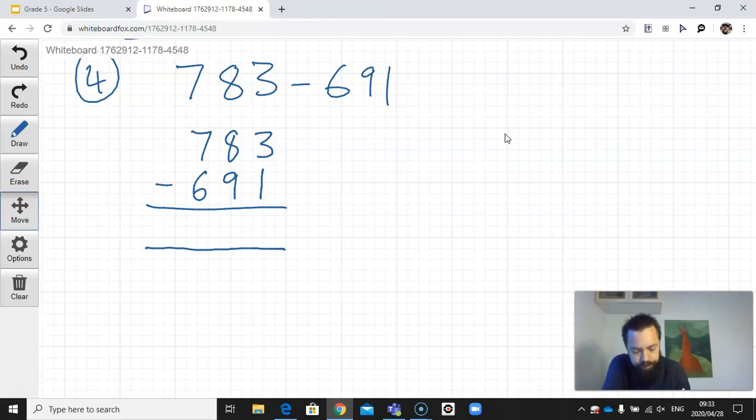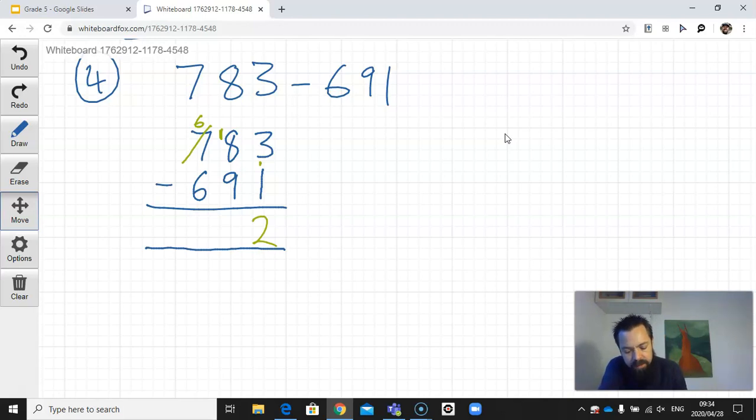Looking at our units, 3 minus 1, that we can do. 3 minus 1 is 2. Looking at our tens, we've got 8 and we're trying to subtract 9. That we can't do. We've only got 8. We don't have 9. So what we're going to have to do is borrow. So I'm going to look next door to my hundreds. I'm going to borrow. So I'm going to make that 6 now. And this 18.